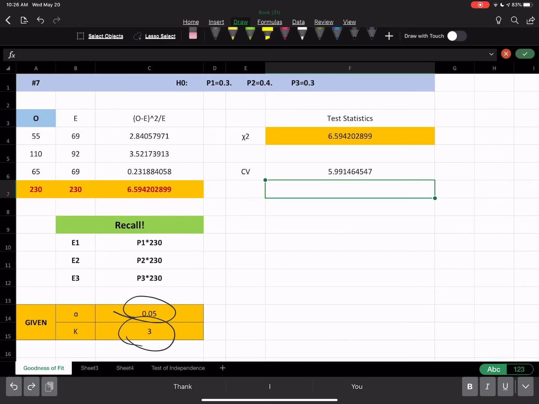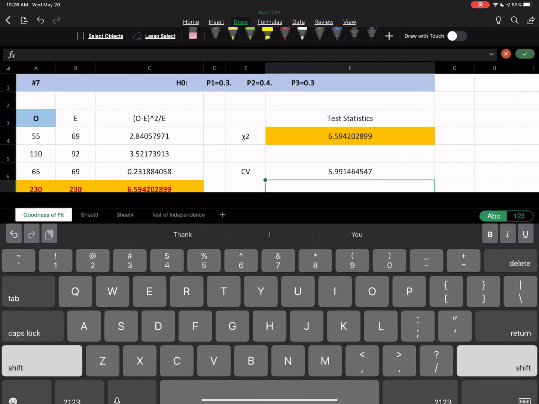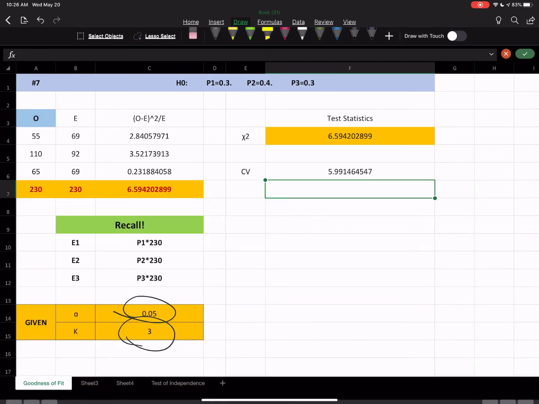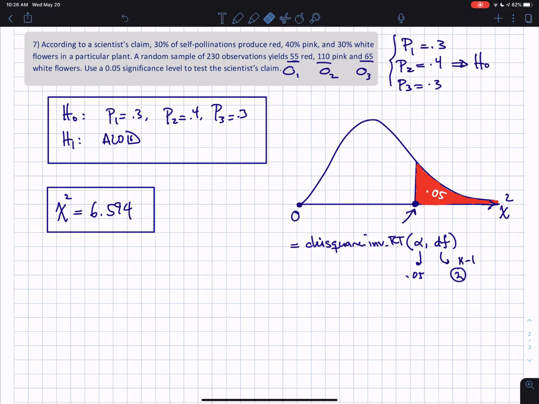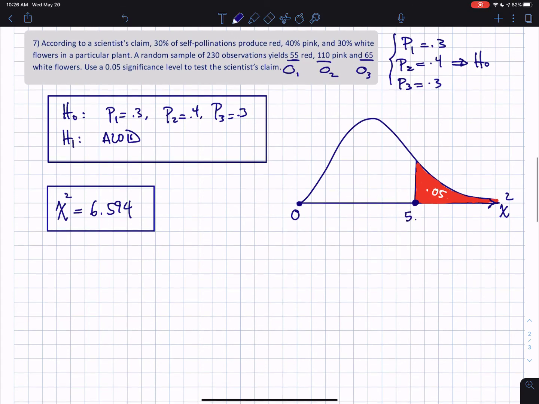So let me move back. The gatekeeper is where the rejection region starts from. So 5.991. Very good. Now I have a value to use for the gatekeeper, 5.991, and that is my step 3.